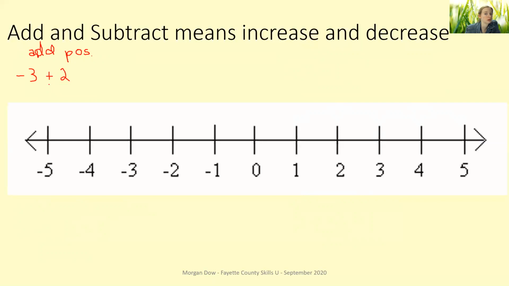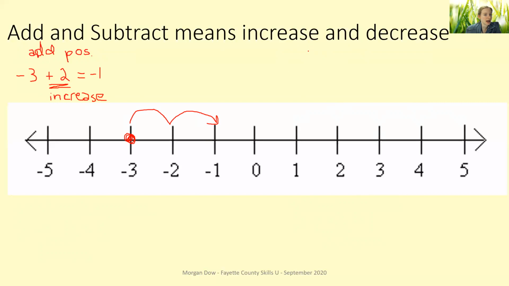Well, we know that adding positive numbers makes you increase. Okay, adding a positive makes you go up, makes you travel to the right on your number line. So if I start at -3, that's my starting point, and I increase by 2, 1, 2, right? I want to get bigger, I want to travel to the right. My answer is going to be -1. Right, I've gotten less negative, which means I've increased.